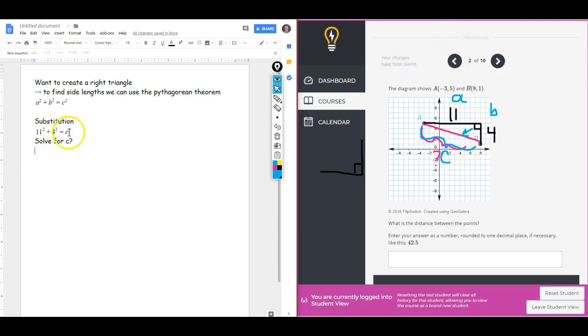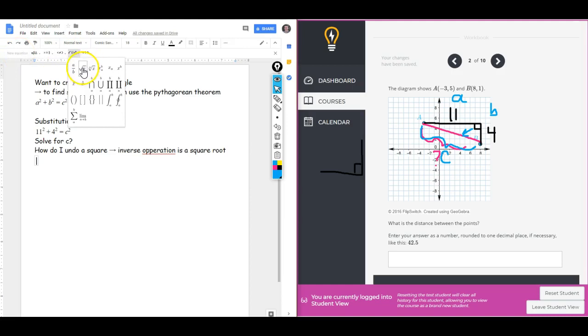So first I would notice that c squared is by itself. There's no numbers there. Since there's no numbers by c squared, how do I undo a square? Because right here it's c squared, not c. The opposite in operation, or the inverse operation, is a square root. So we would take everything we had and we would add a square root to both sides.